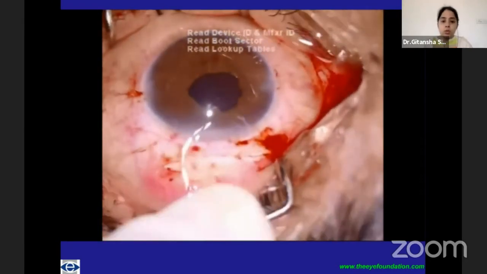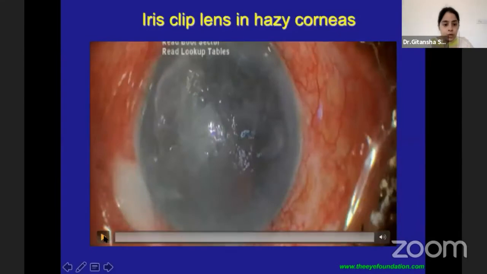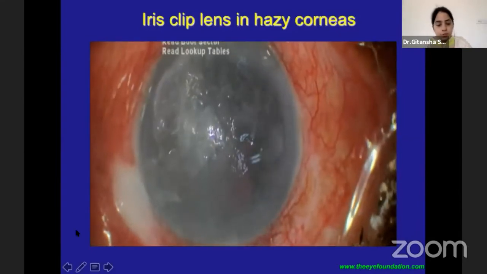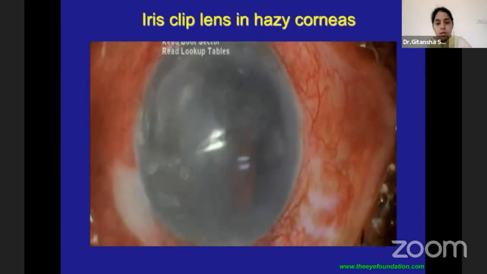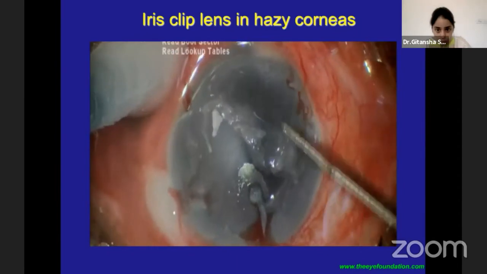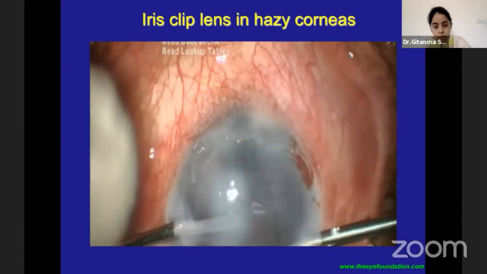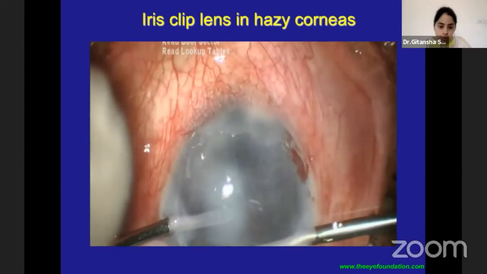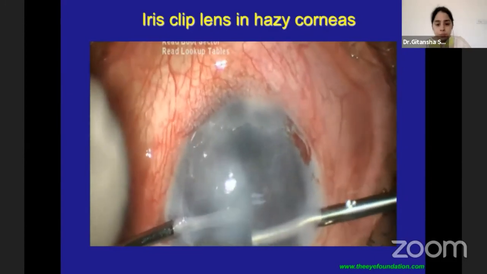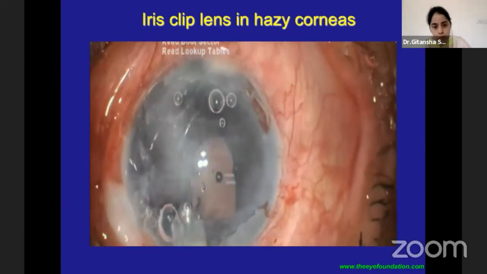It is important to do a thorough viscoelastic wash both in front and behind the lens to prevent postoperative IOP spikes. Now, another advantage of these lenses is that it can even be done in hazy corneas. This is a case of a long-standing aphakic bullous keratopathy. We've just debrided the epithelium for better visualization, followed by an anterior vitrectomy, which is done essentially at the pupillary plane to make sure there's no subsequent traction with the subsequent maneuvers.